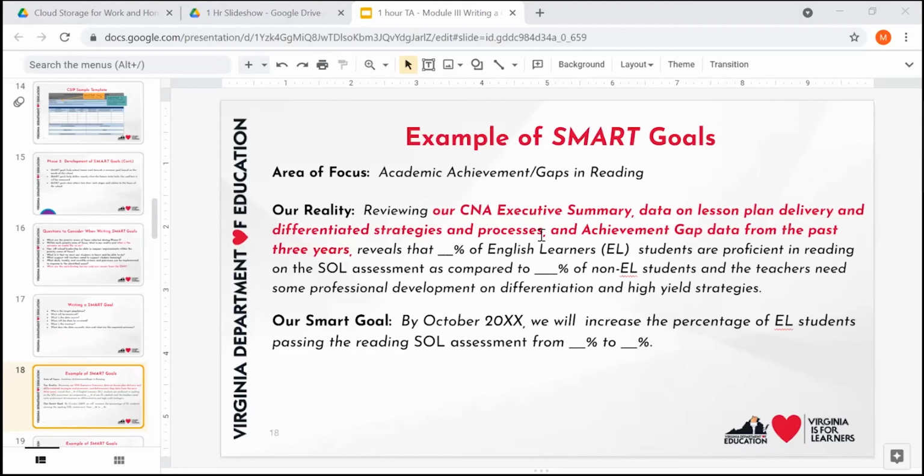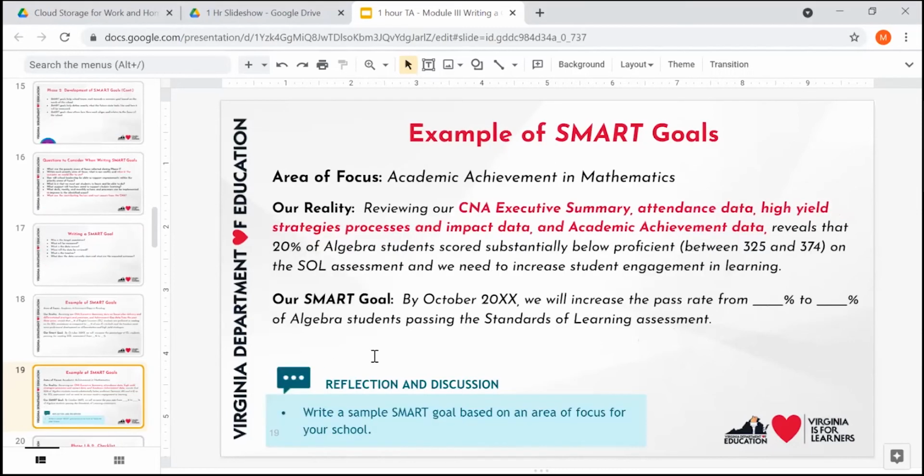Now, some of you are like, well, what about math? Well, here you go. Here's a math example for you. So this reality, reviewing the CNA executive summary, attendance data, high yield strategies, processes, and impact data, and academic achievement data reveals that 20% of algebra students scored substantially below proficient on the SOL assessment, and we need to increase student engagement in learning. So the SMART goal then becomes, by October 2000, we'll increase the pass rate from this percentage to that percentage, our reality to where we want to go, of algebra students passing the standards of learning.